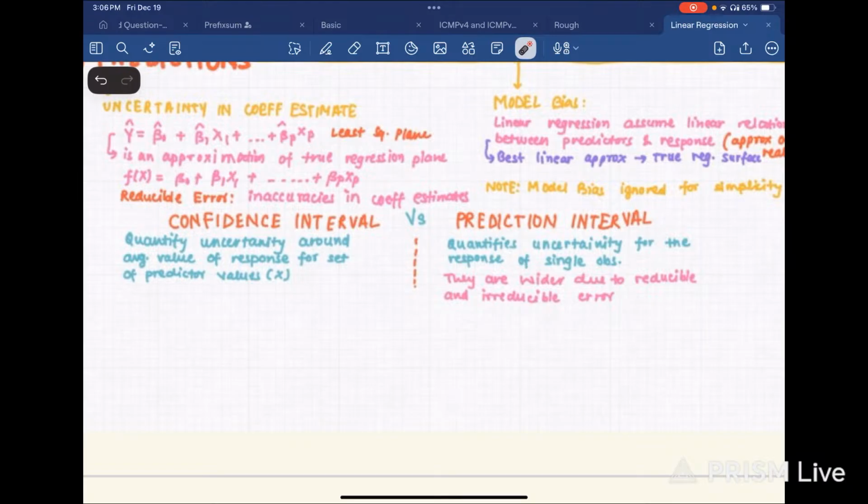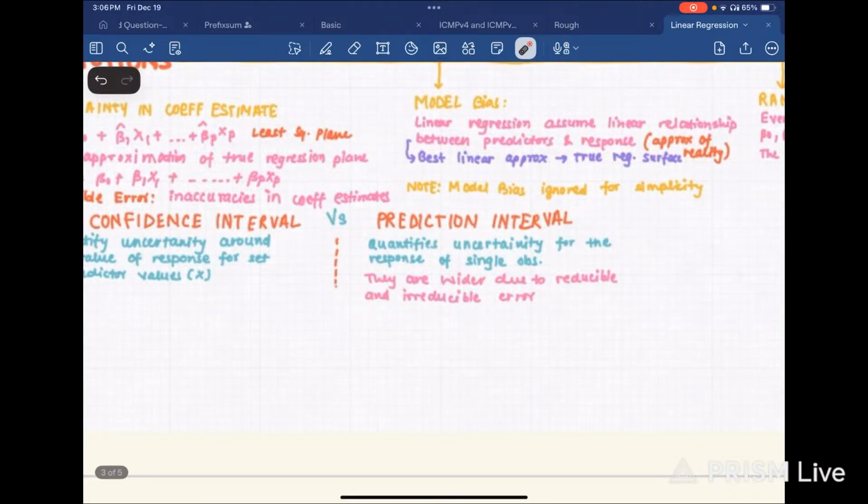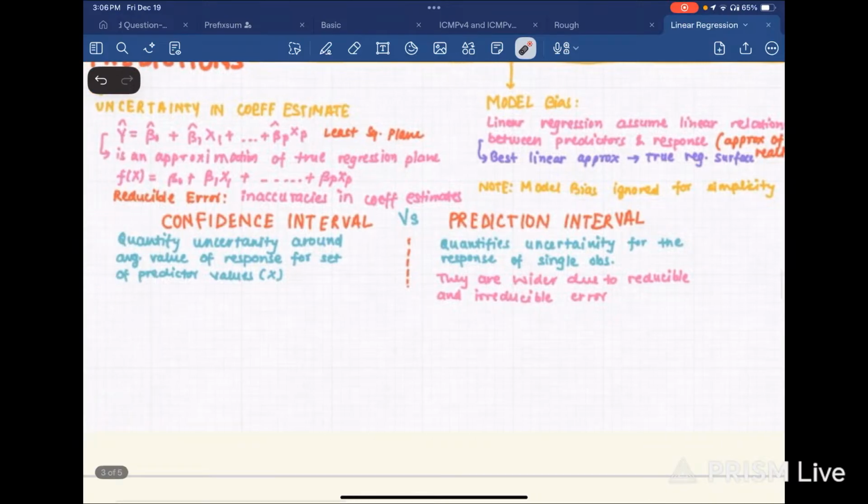So the confidence interval is the uncertainty around the average value of the response for a set of predictor values x, and the prediction interval quantifies uncertainty for the response of a single observation, any one observation we get. If we are doing it for a set of predictor values, then it is a confidence interval. If it is for a single observation, then it is a prediction interval.